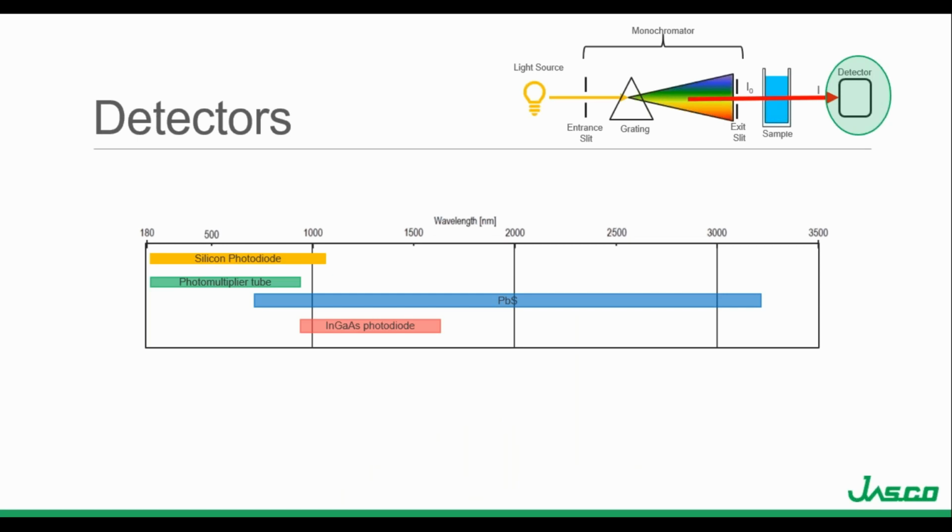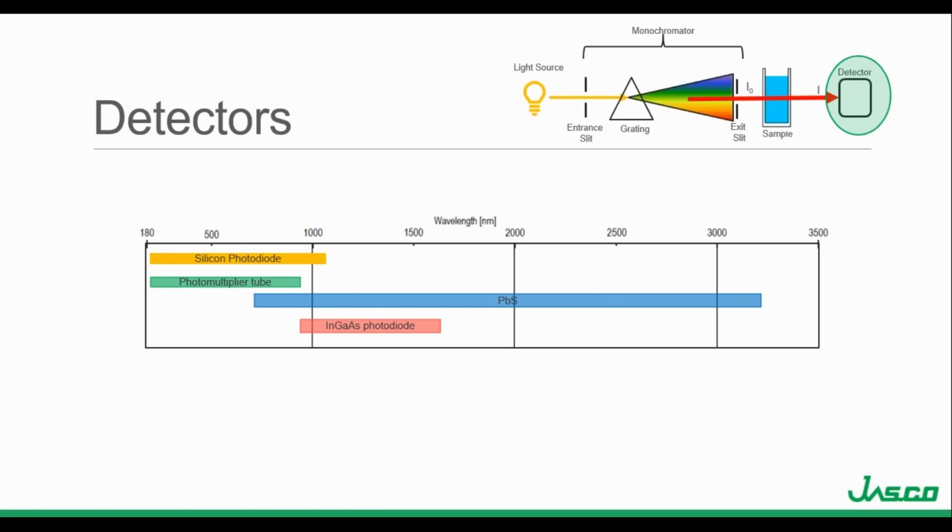So to detectors. Detectors are used to measure the transmitted or reflected light from a sample and convert it to a signal. The type and material of the detector is going to determine the sensitivity and the wavelength range of the data that can be acquired. While photomultiplier tubes and silicon photodiodes are sensitive in the ultraviolet and visible wavelength ranges, lead sulfide photoconductive cells and InGaAs photodiodes are used to measure the near-infrared region of the spectrum.